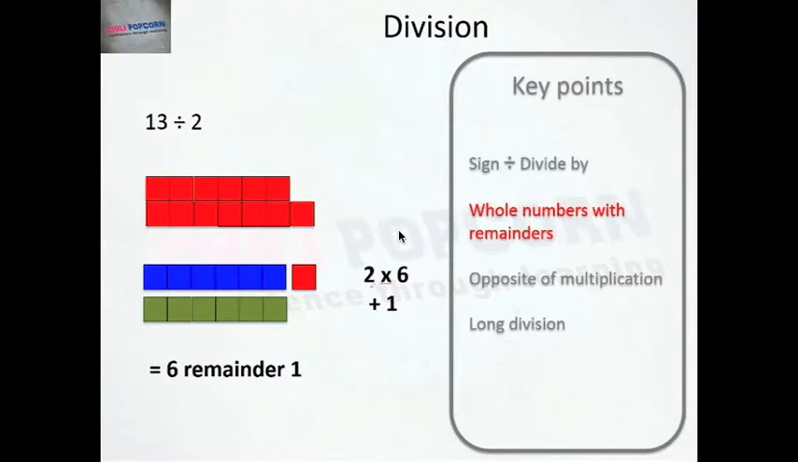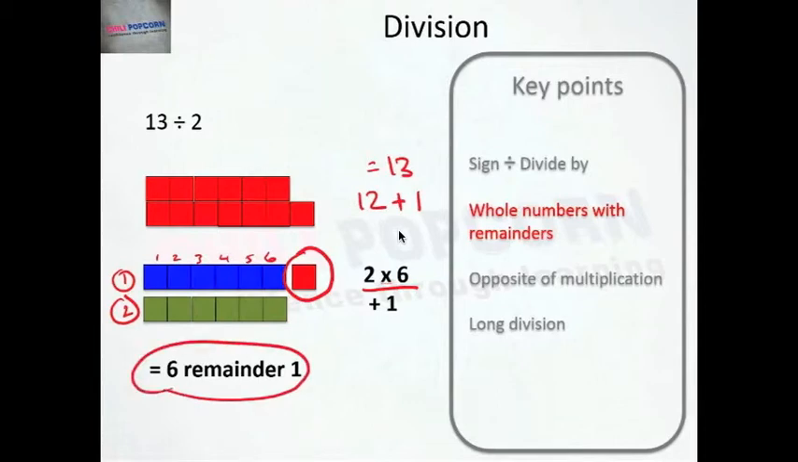So remember, in our multiplication, if we had 2 times 6, that's 6 boxes. 1, 2, 3, 4, 5, 6. But I'm taking it 2 times. I'm taking it once. I'm taking it twice. So 2 times 6 is 12, remember? Plus, I've got to add back this remainder, 12 plus 1, which is equal to 13. So I'm just working backwards to get from 6 remainder 1. 6 remainder 1 is the same as 13.